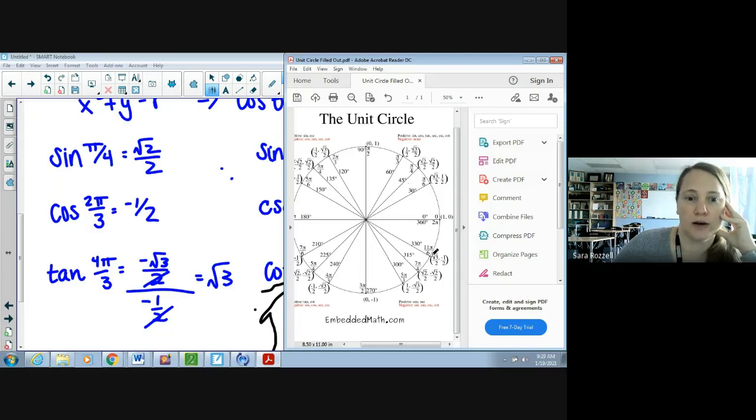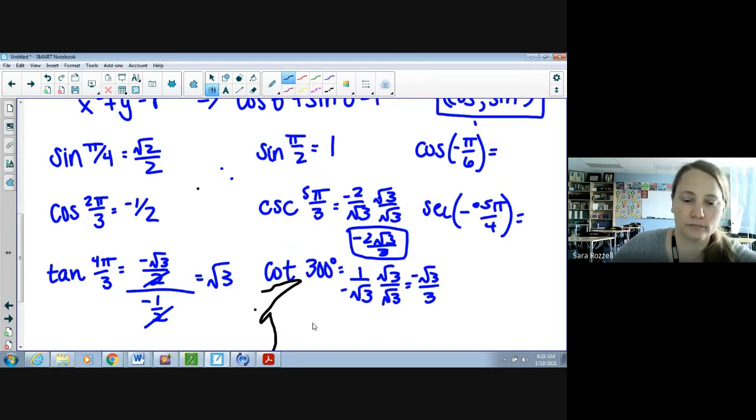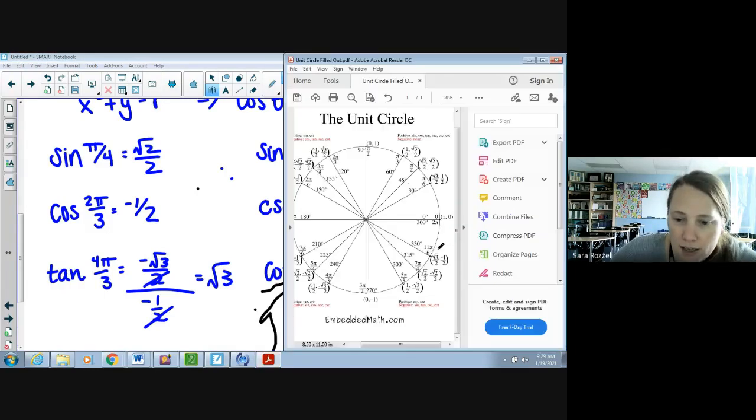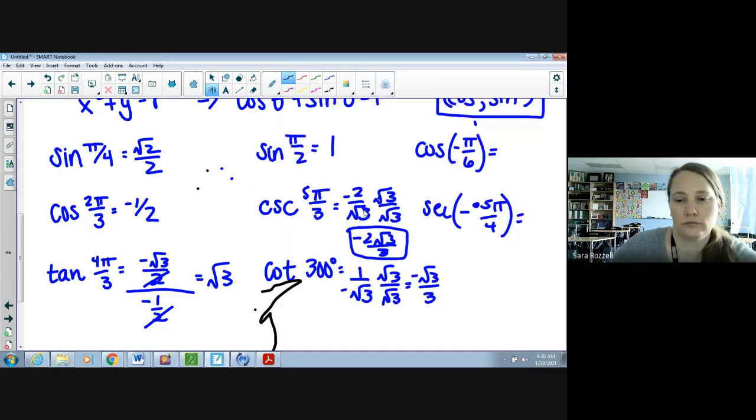I don't even remember what I asked you to do on that one, though. Which one was it? Oh, cosine? Okay. So cosine is at the x or the y? The x, so that's the root 3 over 2. Right, and then the last one was negative 5 pi over 4, secant of that.